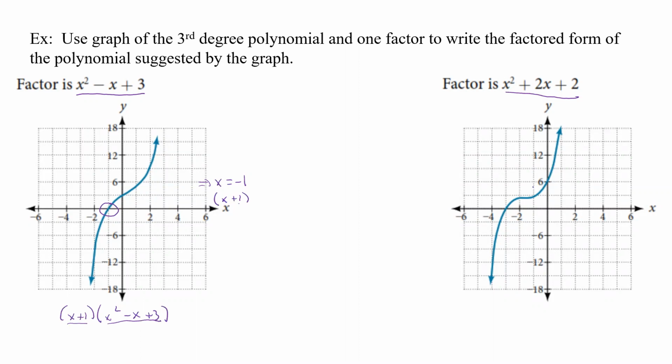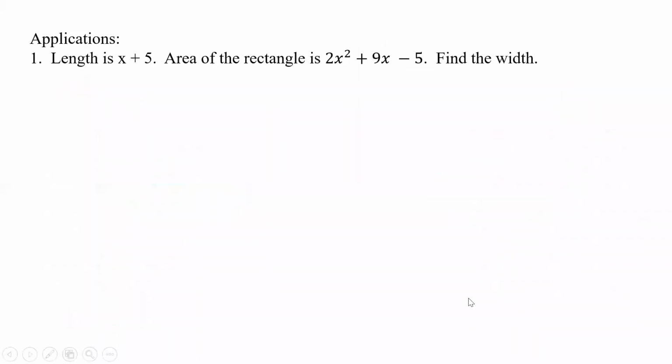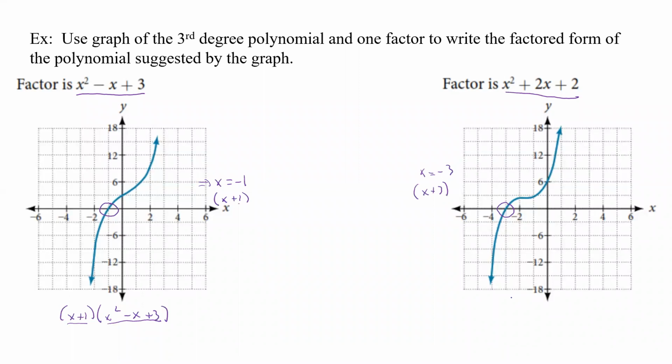Same thing works on this one, and we could have it any direction, but this is how the graph is. And so what is that point? Well, that's going to be x equals -3, and so our factor is going to be x plus 3. And so if we write that out, what we're going to get is x plus 3 times x squared plus 2x plus 2.